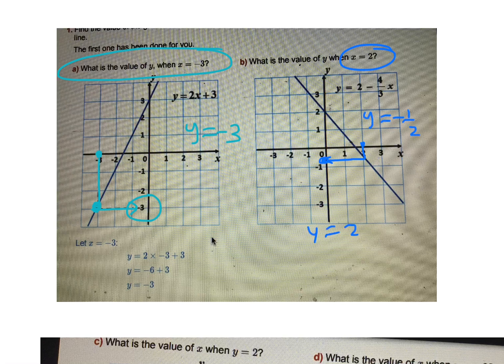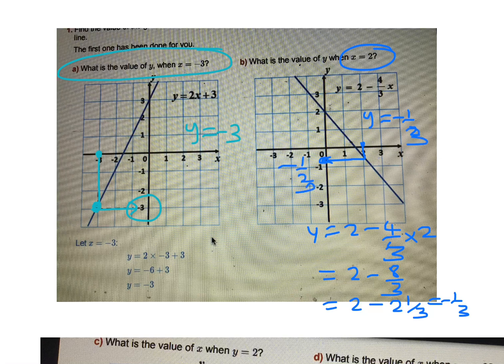And you can also see, if you sub that in, 2 minus 4 on 3 times 2, and you figure that out, that'll be 2 minus 2 fours are 8, 8 on 3, which is 2 minus 2 and 1/3. So it's actually minus a third. It's not even minus a half. It's minus a third if you did it algebraically. The same as this one. If you put in x equals minus 3, y is 2 times minus 3 plus 3. Y is minus 6 plus 3, so y is minus 3.